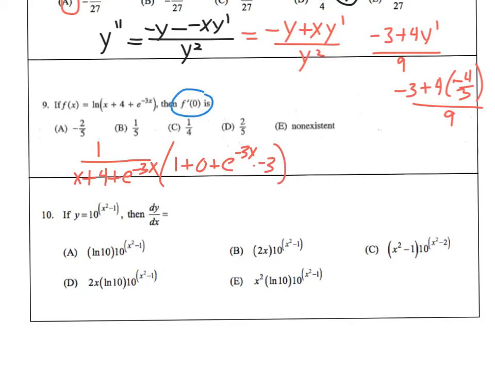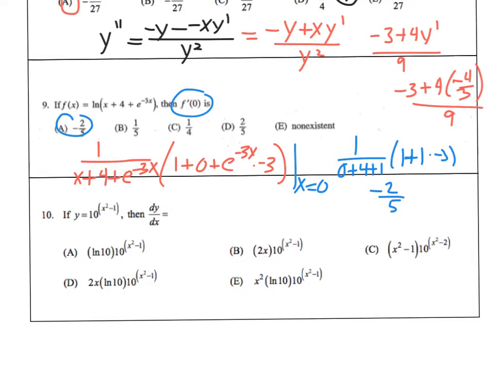F prime of 0, I'm going to plug 0 in everywhere. So let's write this, and we do 1 over, well, it's going to be 0 plus 4 plus e to the 0, which is 1, and that's times 1 plus e to the 0, which is 1, times negative 3. So that'd be negative 3 plus 1 is negative 2, and 5 on the bottom, which is A.